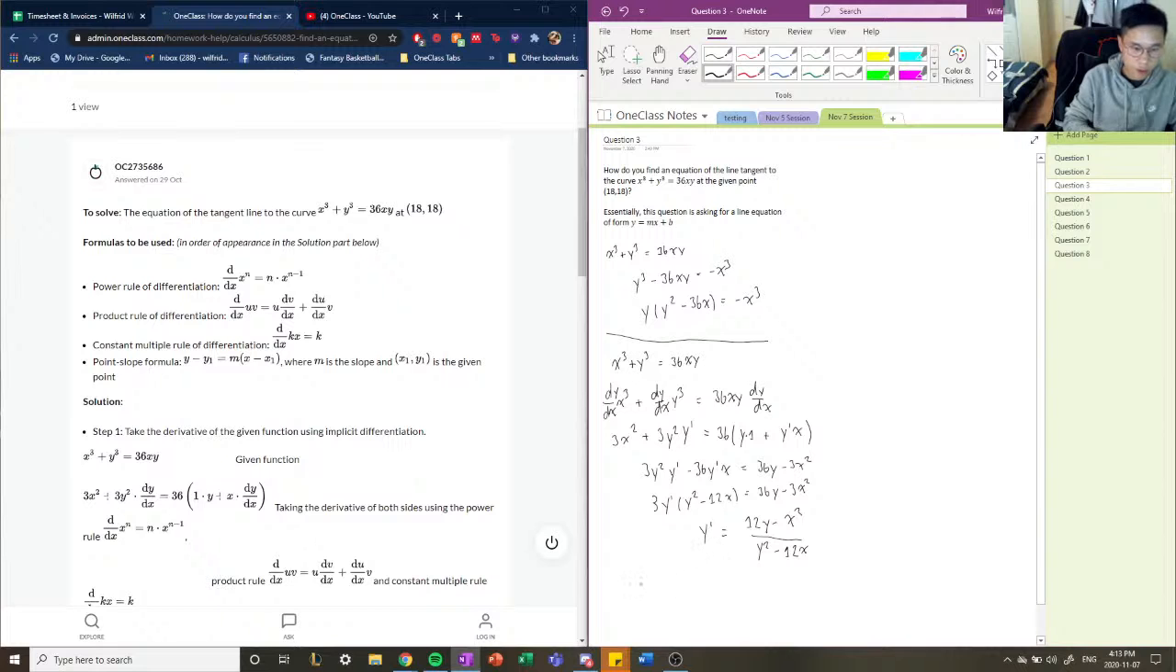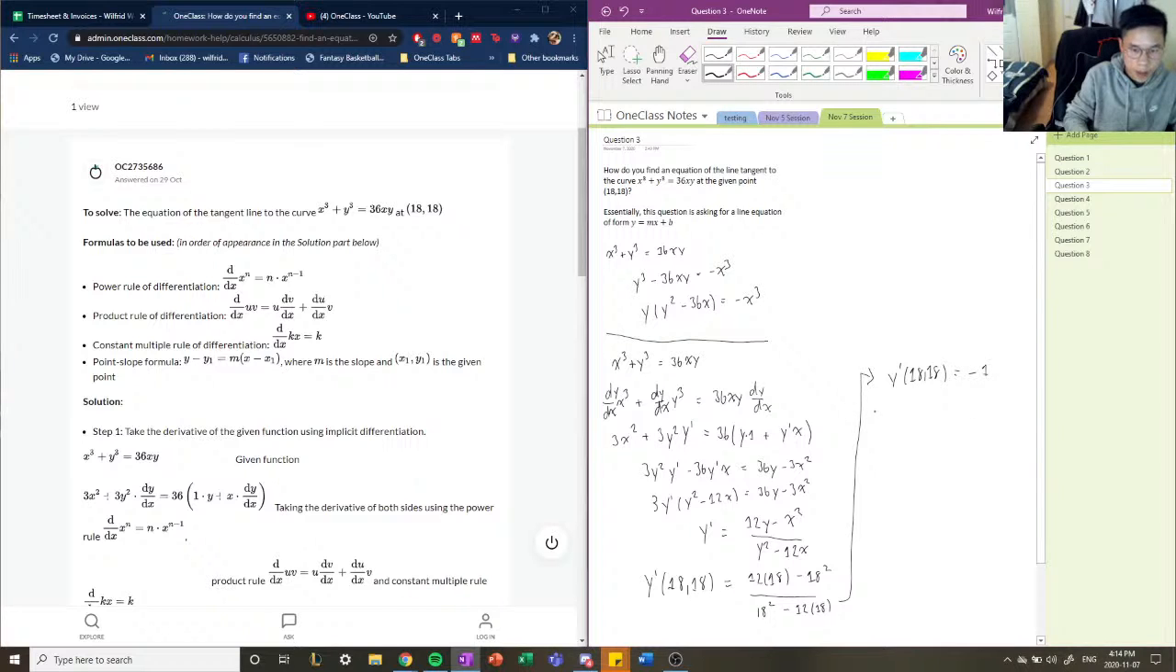So now that we have the derivative, we're going to plug in 18 of 18, because that's what's going to produce our slope. We have 12 times 18 minus 18 squared over 18 squared minus 12 times 18. We know that these cancel out, so actually y prime of 18 is in fact just -1.